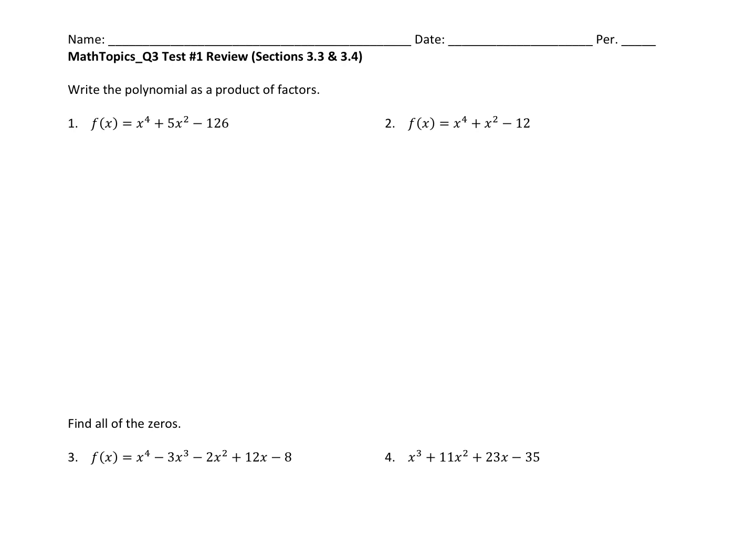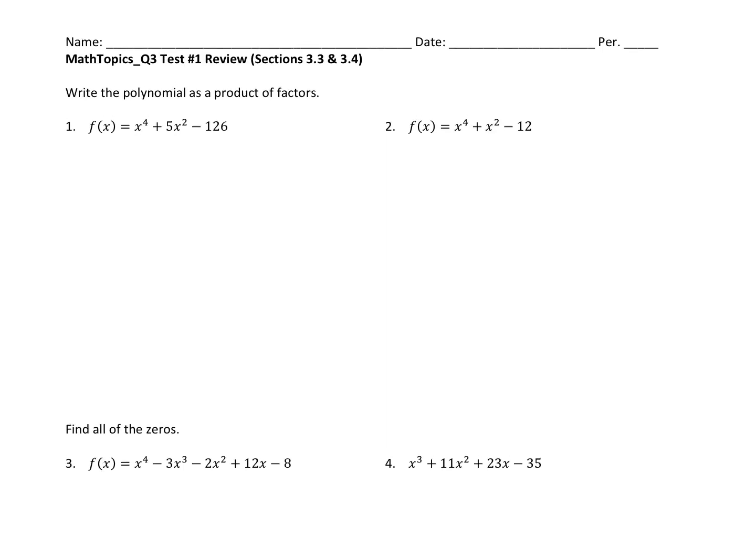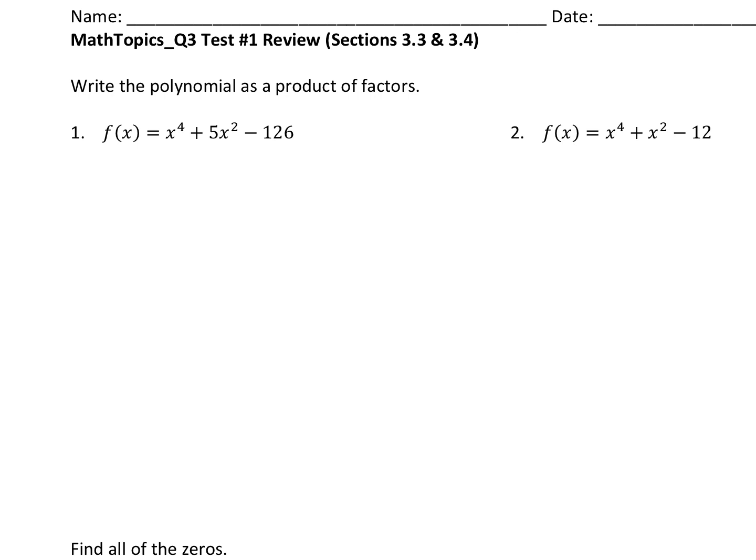For your review. The first two questions tell you to write the polynomial as a product of factors. You have to keep in mind with these, you have an x to the fourth power, so when you separate at first, it's going to be x squared plus or minus a number times x squared plus or minus a number. That first question, number 1, you have f of x is equal to x to the fourth power plus 5x squared minus 126.